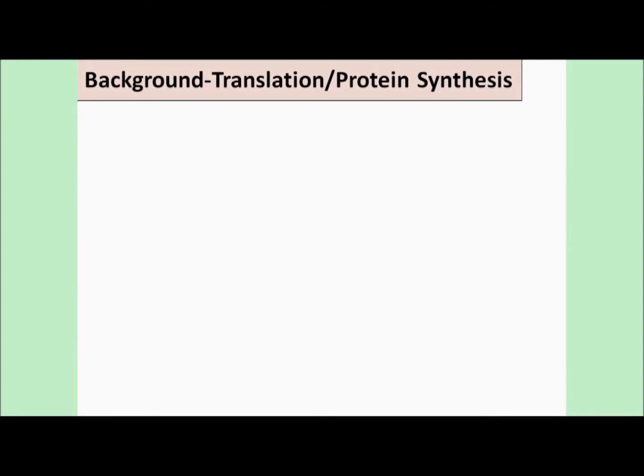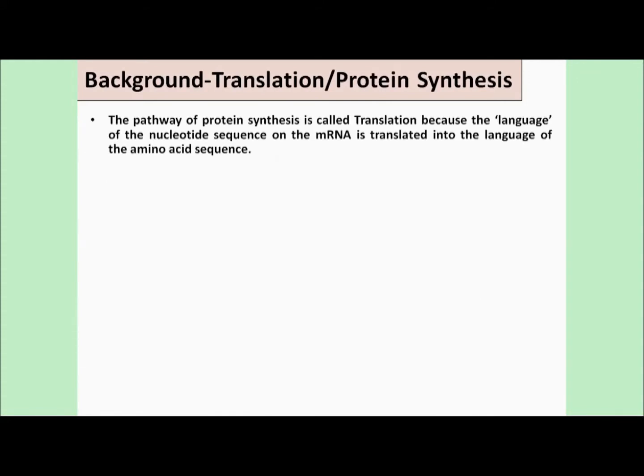Now let's start the next concept, which is known as translation, or you can say protein synthesis. Basically, translation in general language means translating a language. Suppose English to Hindi, Hindi to Assamese, Assamese to Bengali, Bengali to Oriya, right? So the pathway of protein synthesis is known as translation, because in this pathway the language of the nucleotide sequence present in the mRNA is translated into the language of amino acid sequence. Means the nucleotide sequence will now be translated into amino acid sequence.